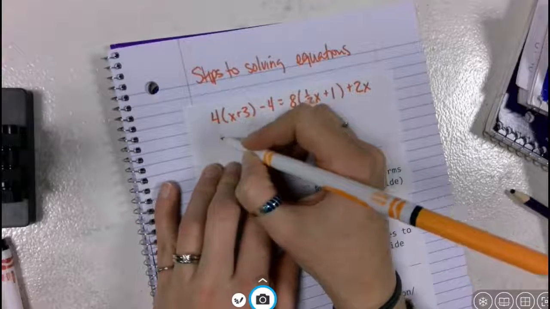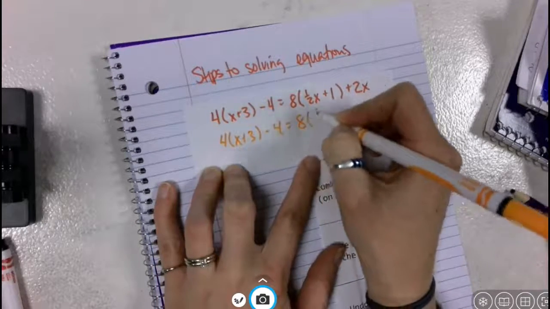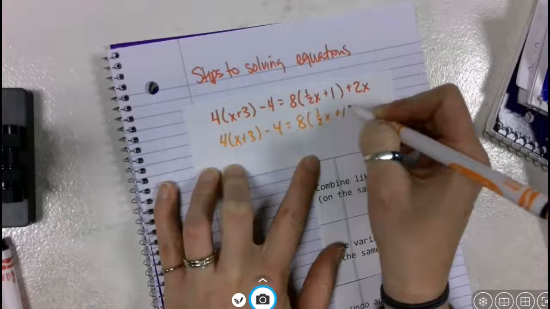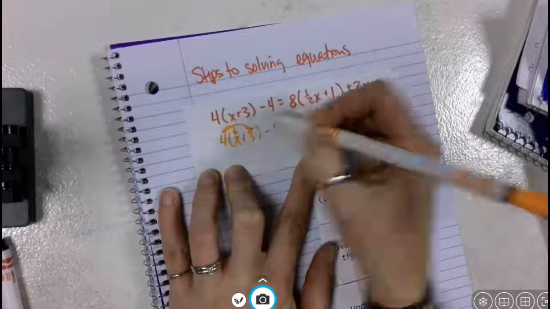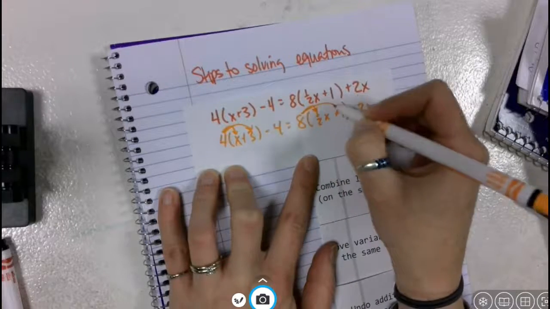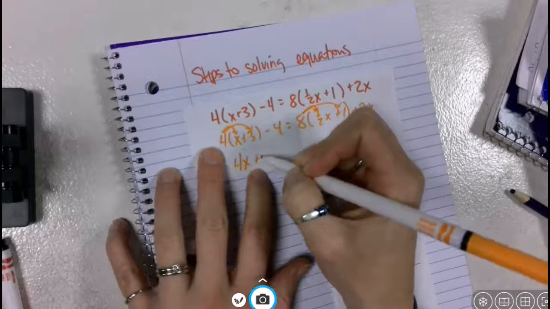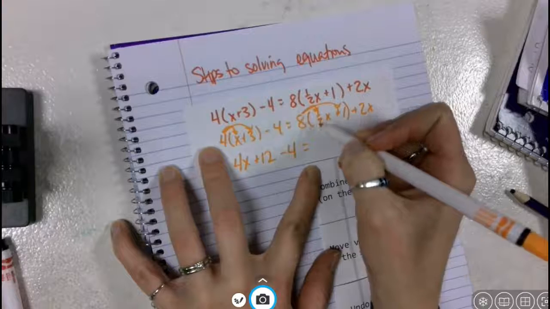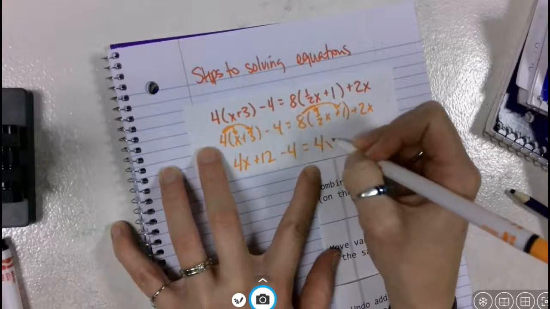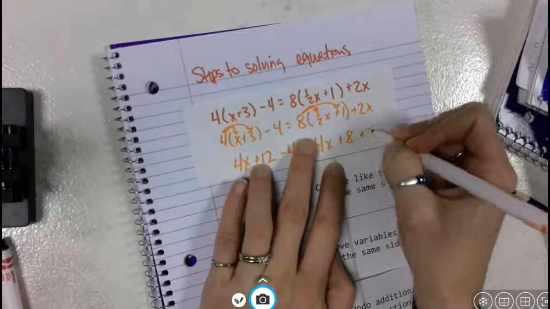So I'm just going to go ahead and rewrite this. Equals 8 times 1/2 x plus 1 plus 2x. Because the distributive property tells me to multiply right here. So what I'm left with is 4 times x is 4x. 4 times 3 is 12, minus 4 equals 8 times 1/2, and I know that 1/2 of 8 is 4x, and then 8 times 1 is 8, and then I have my 2x here.